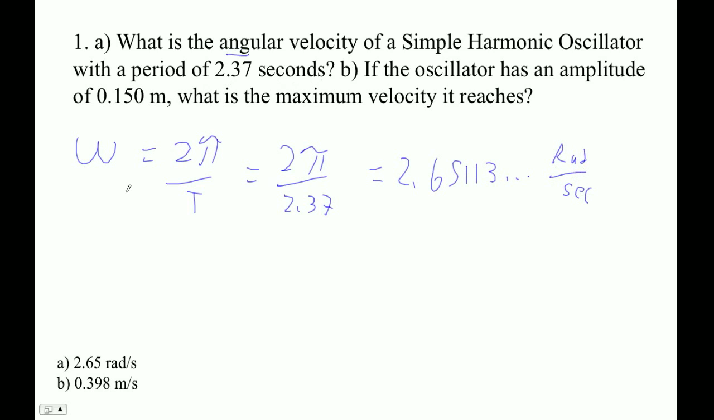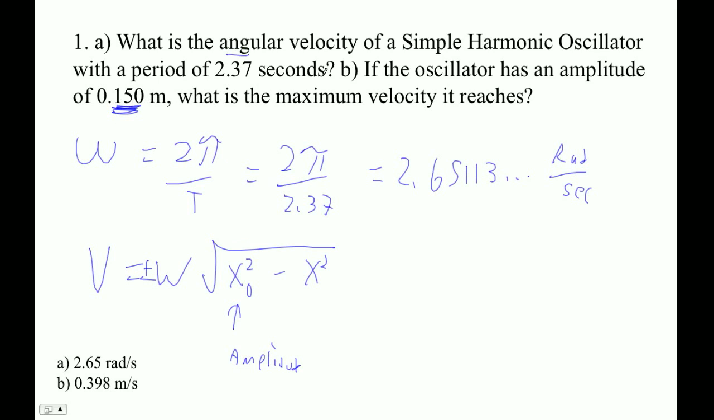And then to find the maximum velocity, the formula we use is v equals plus or minus omega times the square root of x naught squared minus x squared. Now this thing here is the amplitude, right? So that's this guy here. And then this is our current position, right?